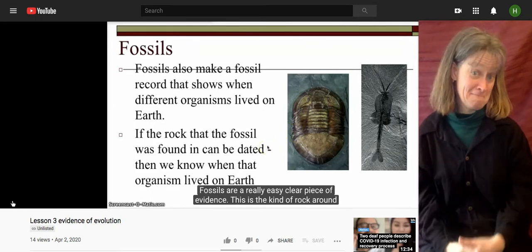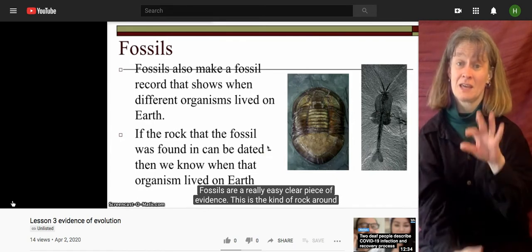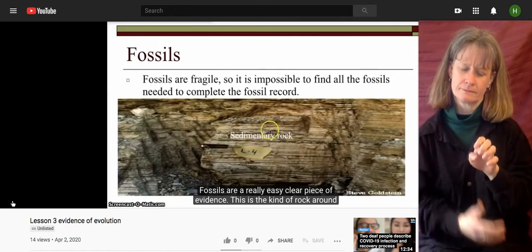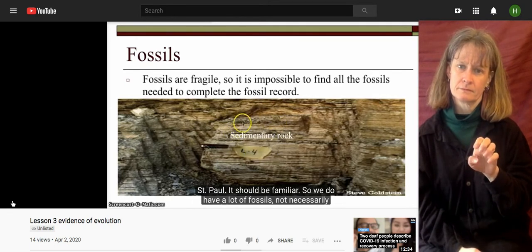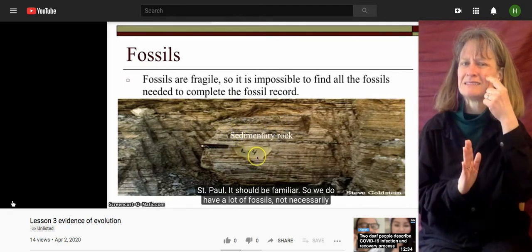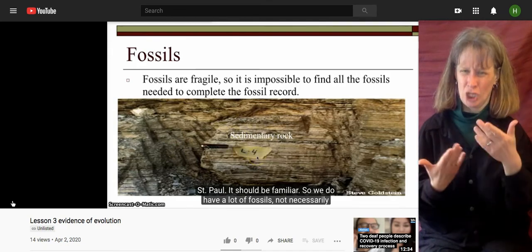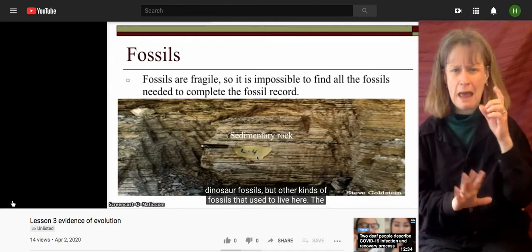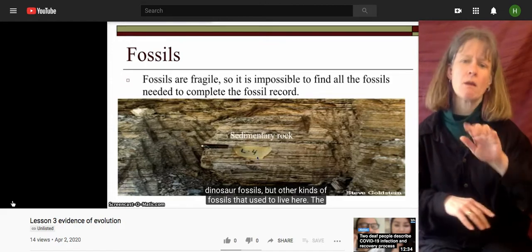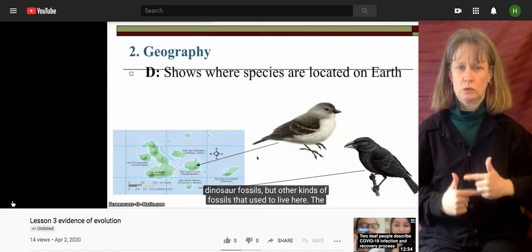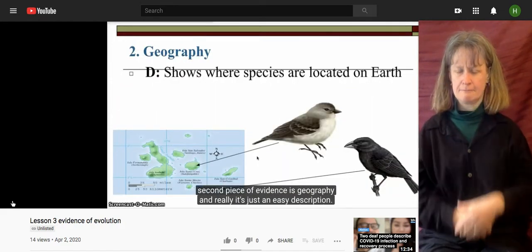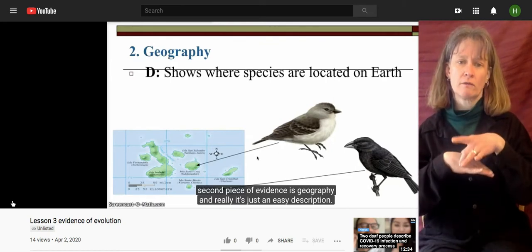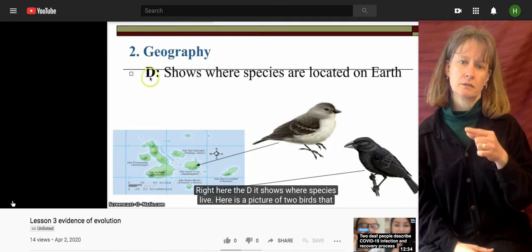Fossils are a really easy, clear piece of evidence. This is the kind of rock around St. Paul. It should be familiar. So we do have a lot of fossils, not necessarily dinosaur fossils, but other kinds of fossils of things that used to live here.